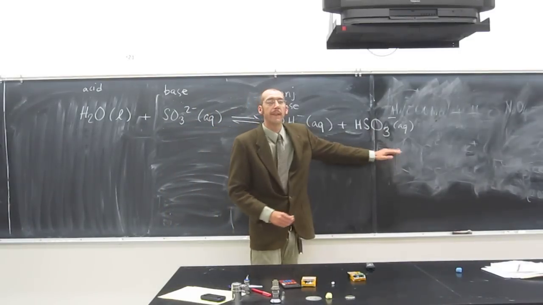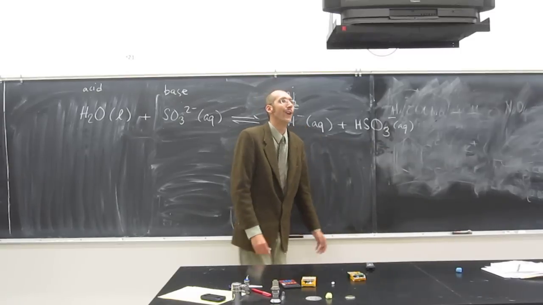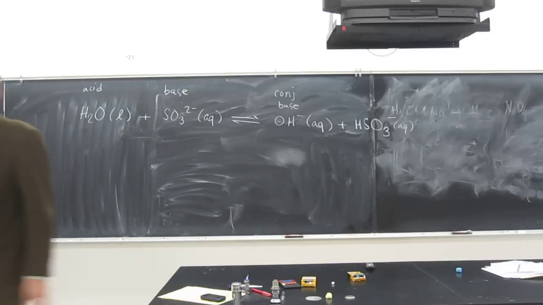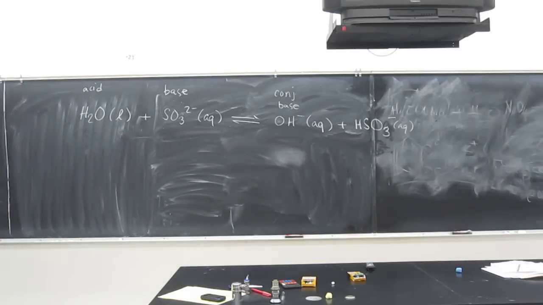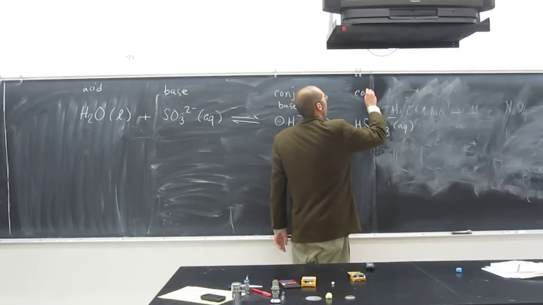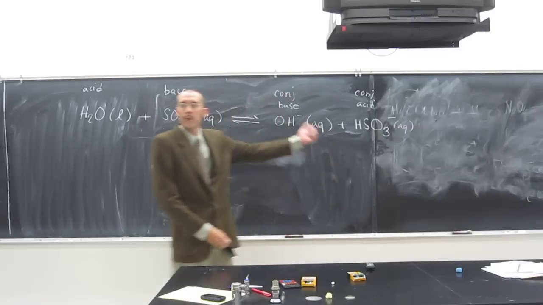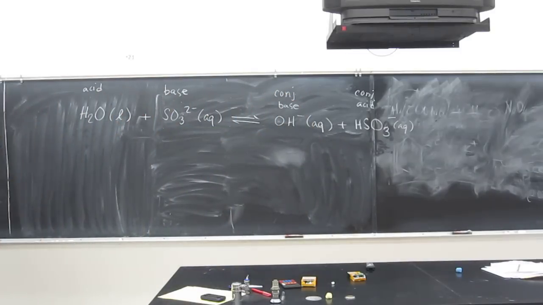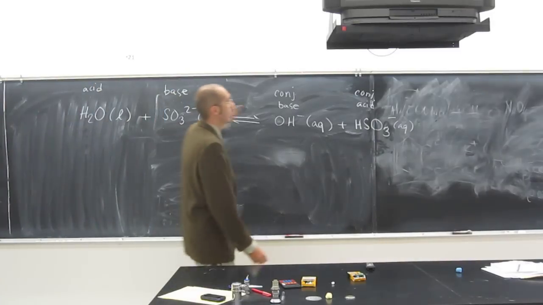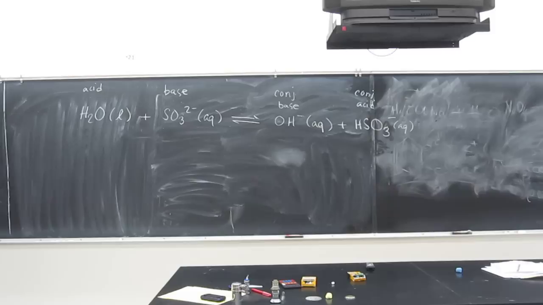So what is this thing called then, everyone? That's not everyone. Come on, I know there's more of you in there than that. Tell me, what is it called, everyone? Conjugate acid, right? Why? Because if we went the other way, it would be the one that's given up the proton. Or if we looked at it from this way, it's the one that gained the proton from the base, from being the base before.